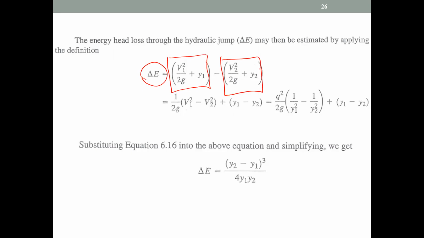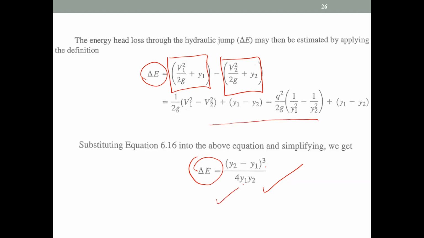So substitute this equation again, you will get it in terms of Y1, Y2, right? That is the good thing. So by knowing Y1 and Y2, we can calculate what is the energy loss for this hydraulic jump. Okay, so please go through this derivation, a simple one, then you can get this equation.